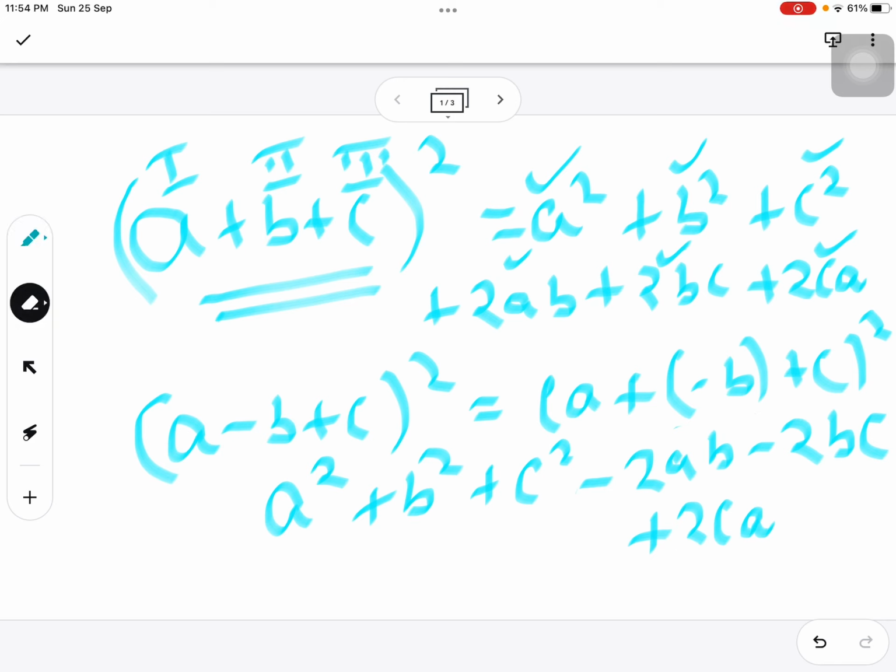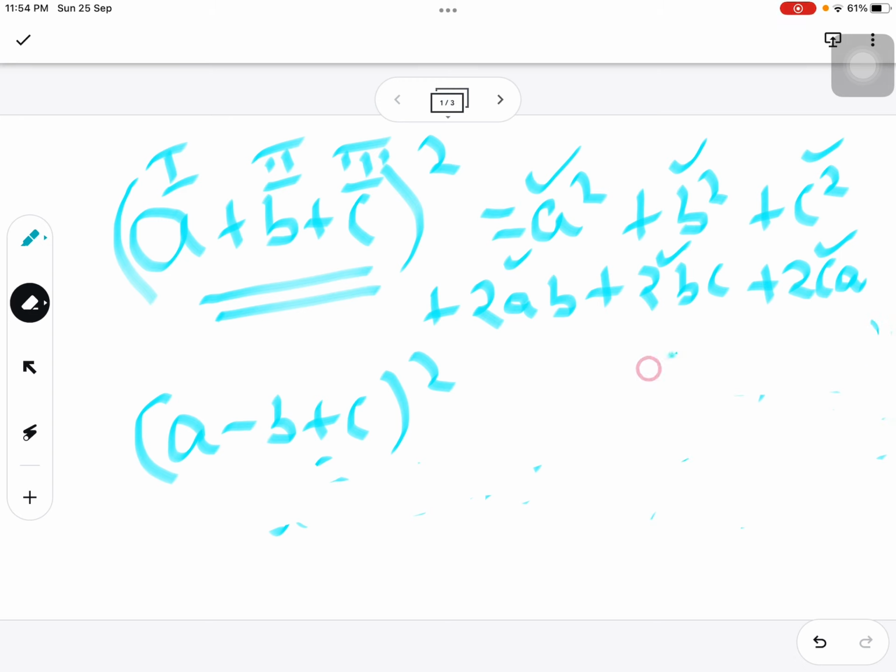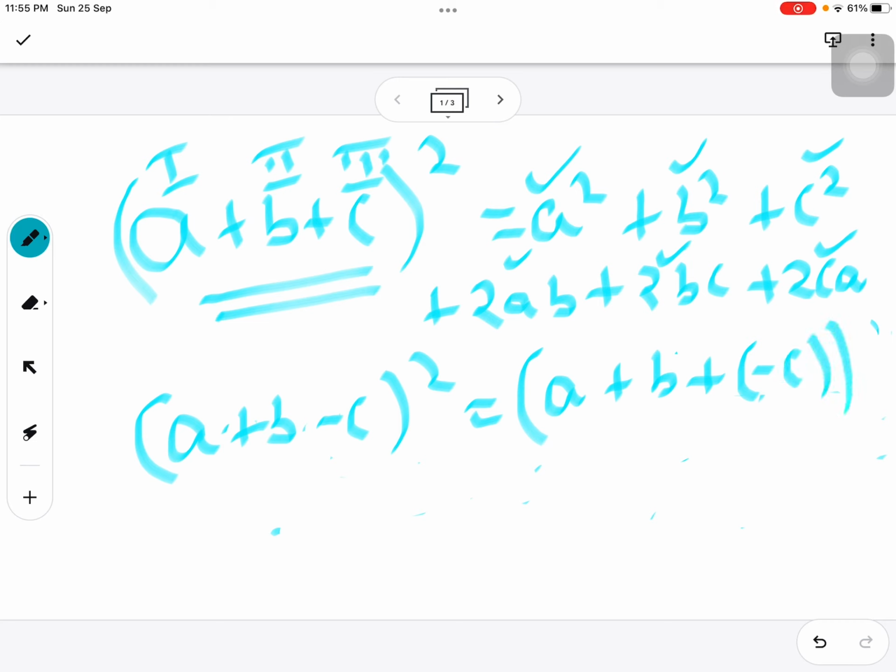Now for example, suppose instead of this, let us change the formula. Instead of minus b you have minus c. You have a plus b minus c. So again you should write this as a plus b, there's no change, plus minus c whole square. Okay, so the third term becomes, instead of c it becomes minus c. So apply the same formula.